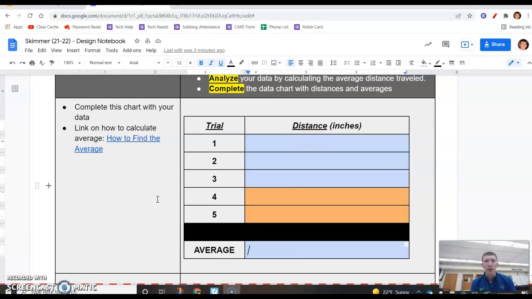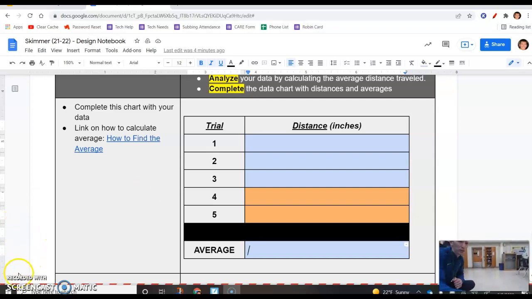I'm going to demonstrate one sample. I've created my Skimmer project, and here's my sample. Now I'm going to launch it across the floor to the best of my ability. From here, I'm going to take my ruler and measure from my starting point how many.